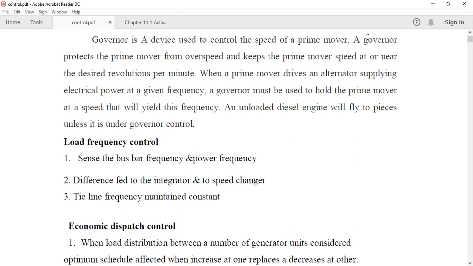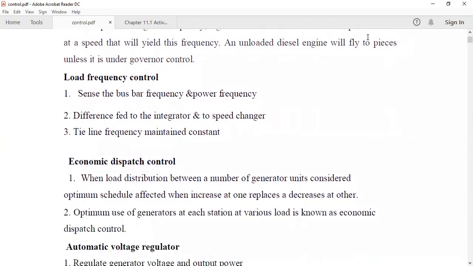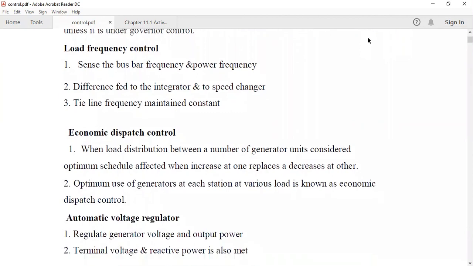Then after load frequency control, we will move towards economic dispatch control. Unless we have economic dispatch, we cannot have appropriate sharing of the power amongst the units and the load. When the load is distributed between a number of generator units, an optimum schedule is achieved when an increase at one unit is replaced by a decrease at another. Optimum use of generators at each station at various loads is known as economic dispatch control.